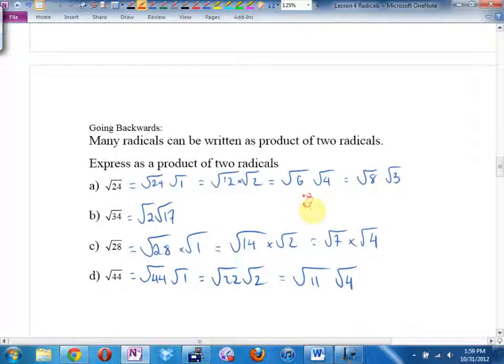I like that one, root 6, root 4. I like this one here, root 7, root 4. I like this one here, root 11, root 4. I don't like root 2, root 17. Does anybody see why I wrote a little happy face on those ones? Yeah, why do I like them? What about the 4? Hold that thought.